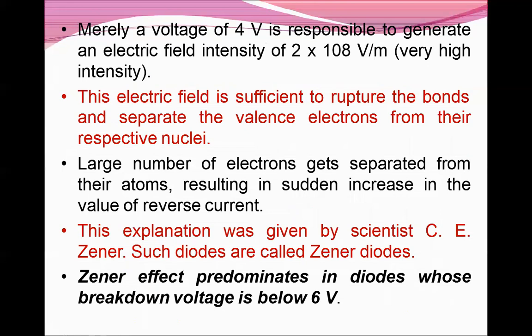Merely a voltage of 4 volt is responsible to generate an electric field intensity of 2 into 10^8 volt per meter, which is very high intensity. This electric field is sufficient to rupture the bond and separate the valence electrons from their respective nuclei. A larger number of electrons get separated from their atoms, resulting in a sudden increase in the value of reverse current. This explanation was given by scientist C.E. Zener, so such diodes are called Zener diodes. The Zener effect predominates in diodes whose breakdown voltage is below 6 volt.